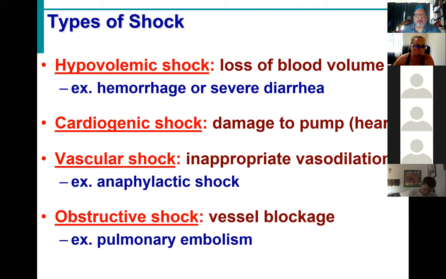And then things like a pulmonary embolism, where we get an obstructive shock. In this case, the heart is fine, the blood vessels are fine, but maybe a plaque or something like that breaks off and blocks a blood vessel. And as a result of that, we cannot get blood to perfuse that area because of that blockage. And when that occurs, we call that an obstructive shock. All right. Questions on that?